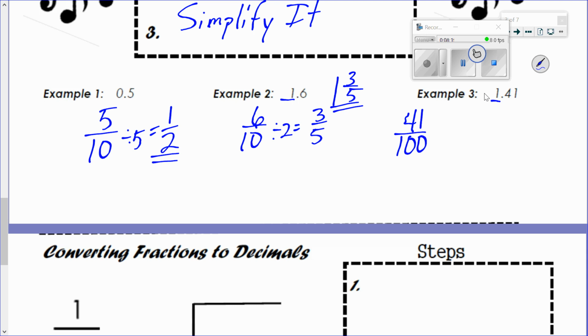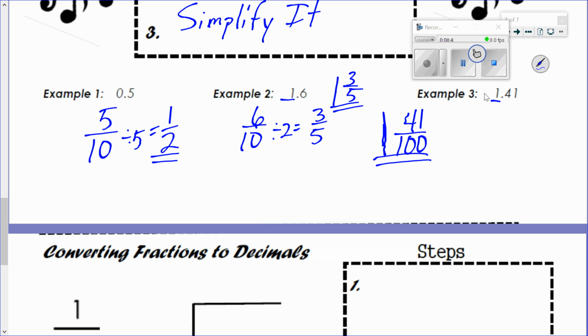I just checked both of them. Can I divide them both by 2? No. Can I divide them both by 3? No. Can I divide them both by 5? No. Can I divide them both by 7? No. Guess what? It's simplest form. If you say no 4 times, you're in simplest form. So now I put the whole number back in front of it, 1 and 41/100.